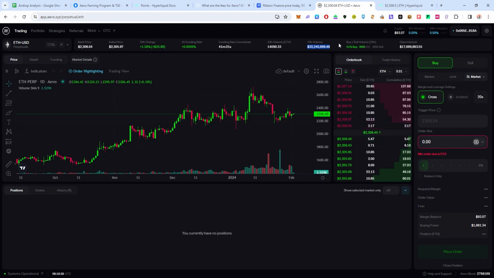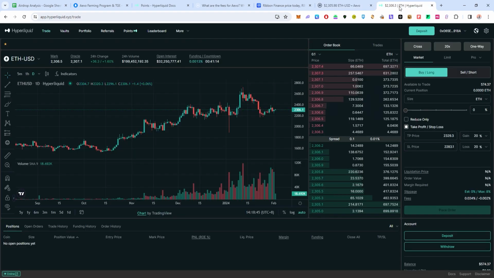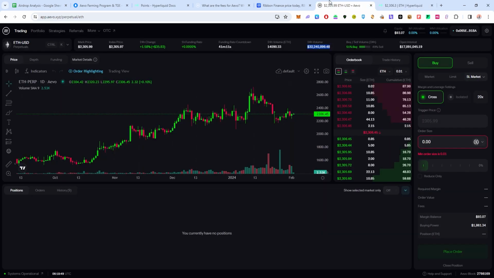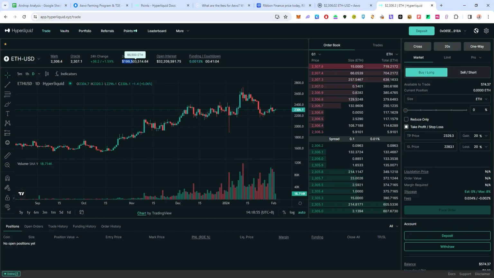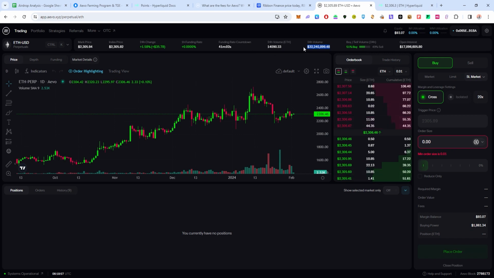Based on that ratio, 30 million volume, look at Hyperliquid's daily volume. Look at this: 200 million in traded volume for Ethereum, almost 7 times more than the one that is traded on Aevo. You see the difference? Here is $200 million against $30 million. That's about 7 times the traded volume.